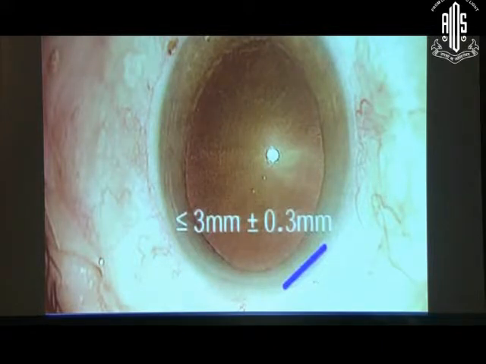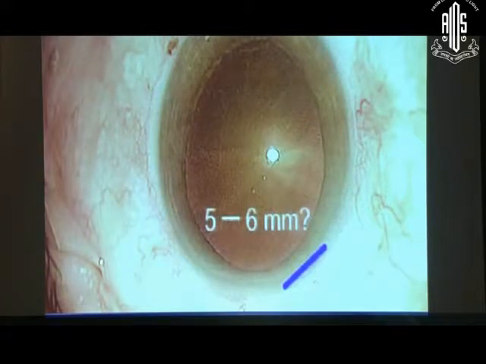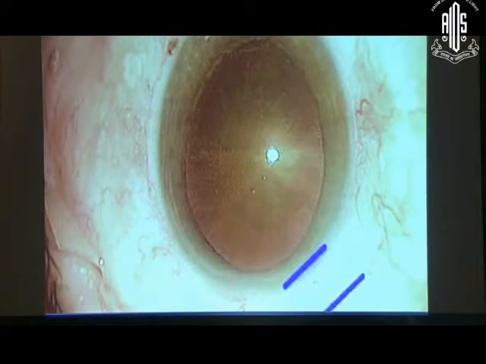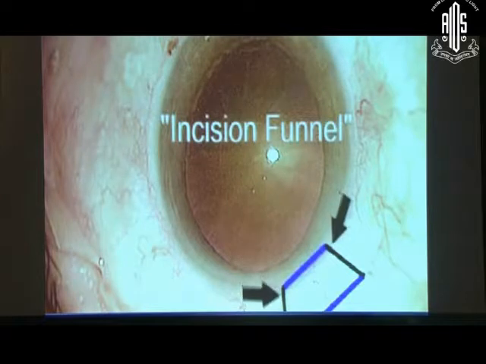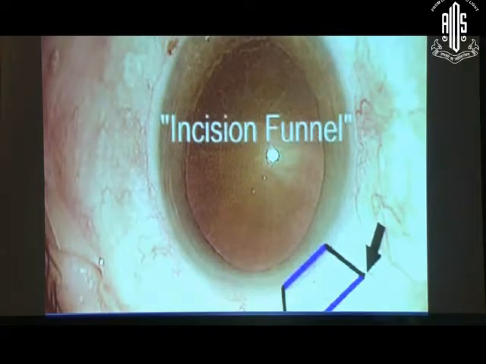So if we are doing a clear corneal incision, your wound has to be less than 3 millimeters to have an astigmatically neutral incision. In case for some reason you need to make an incision which is 5 to 6 millimeters, you need to step 2 millimeters away from the limbus onto the sclera. And this is your incision funnel. Any incision that is made in this incision funnel will be astigmatically neutral.